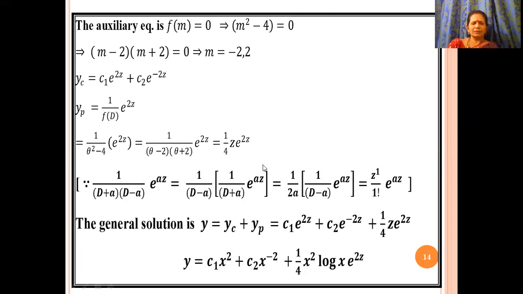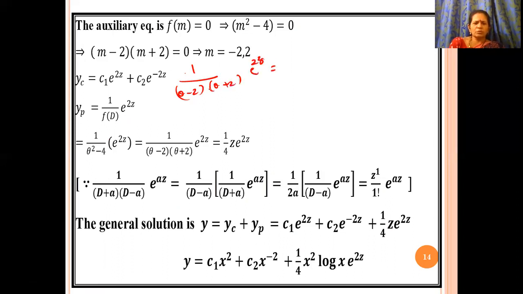After getting the particular integral, yp is equal to 1 by f of D into e power, this is the Q value. This is another type: 1 by (theta square minus 4) into e power 2z. Here I will explain. We have to apply this formula here. So how to write this one? 1 by (theta minus 2) into (theta plus 2) into e power 2z.